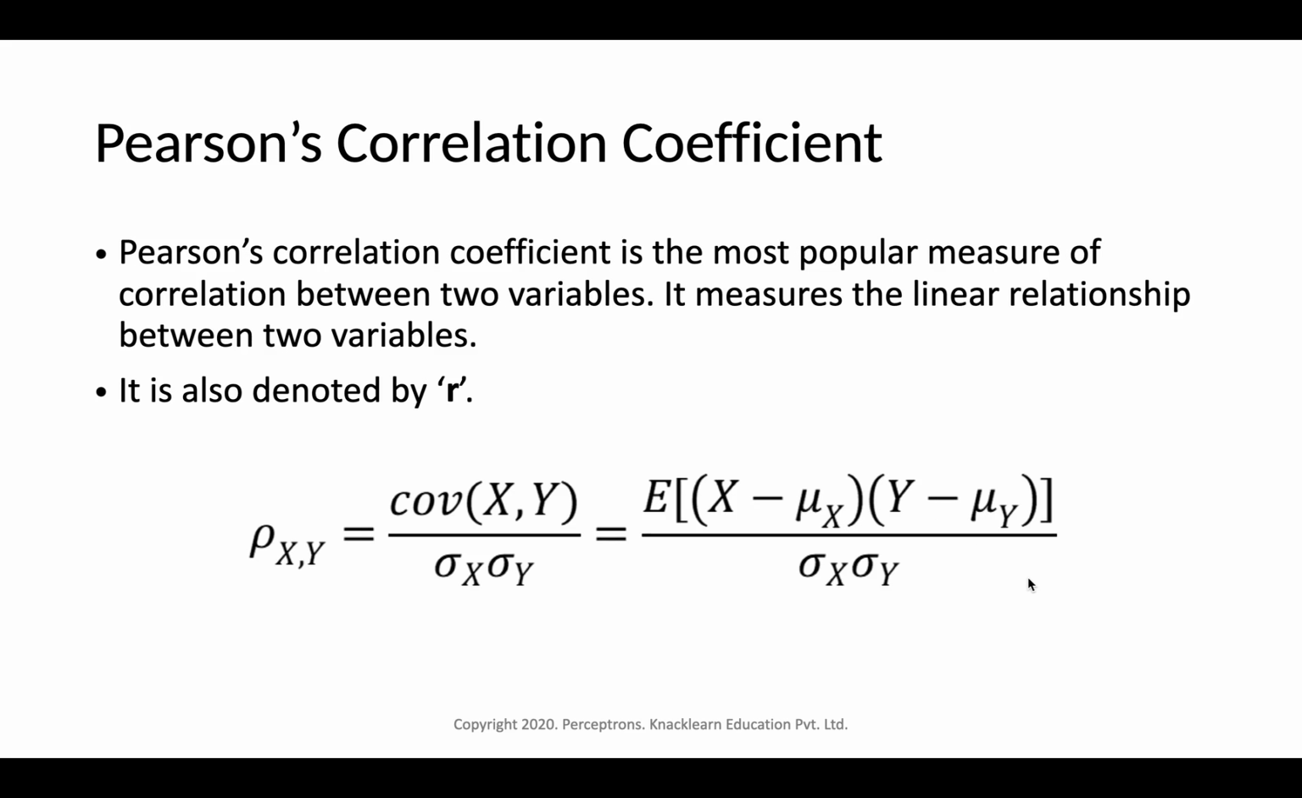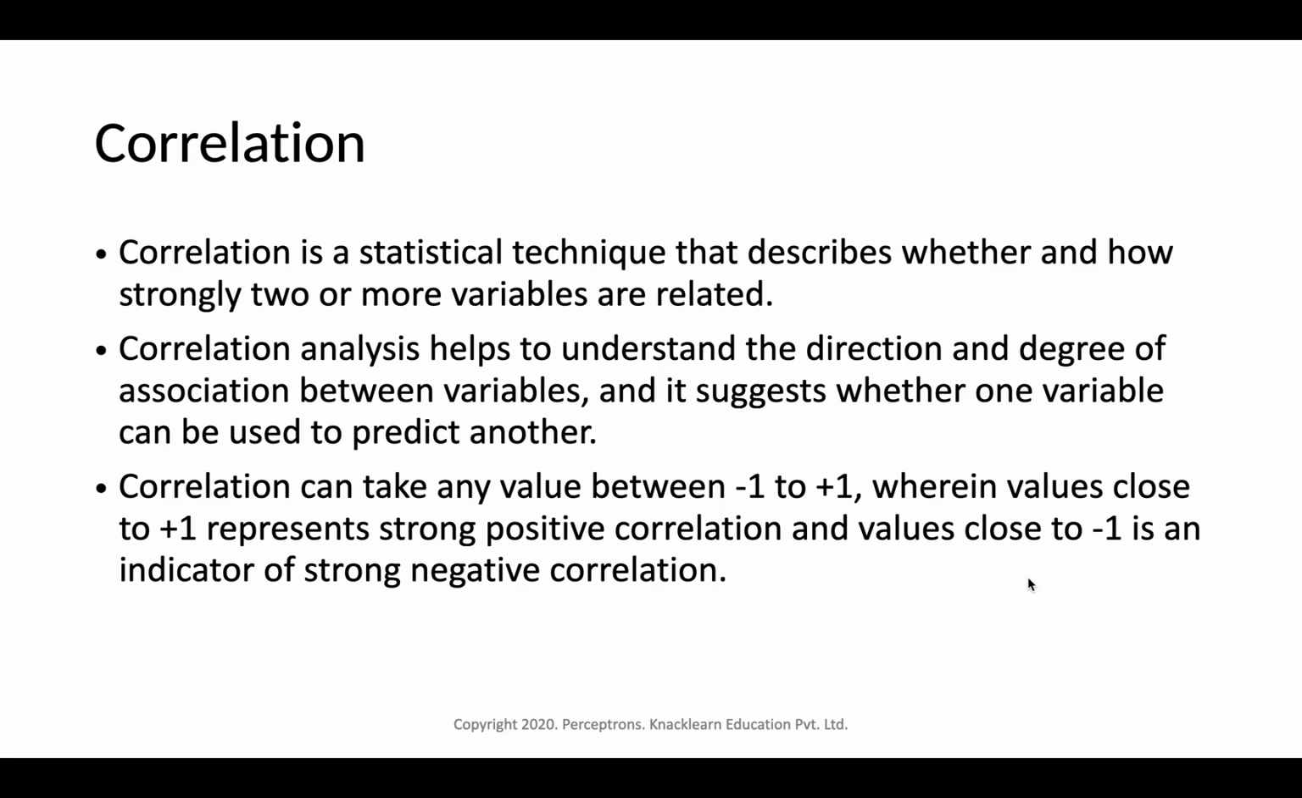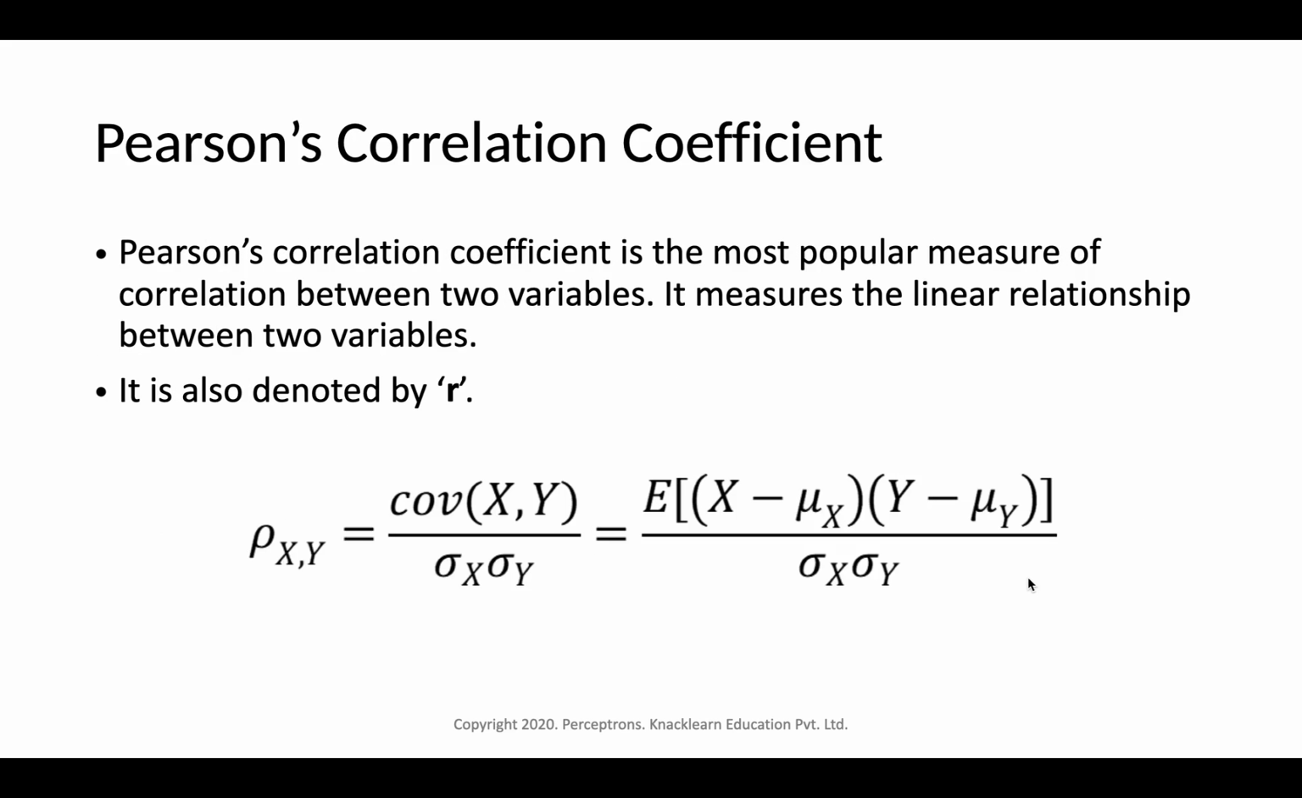Now to measure this correlation, there are multiple measures. One of the most famous measures used is Pearson's correlation coefficient. This is one of the very important measures to check correlation among variables. Pearson's correlation coefficient is the most popular measure of correlation between two variables. It measures the linear relationship among two variables. It is also denoted by a small r.